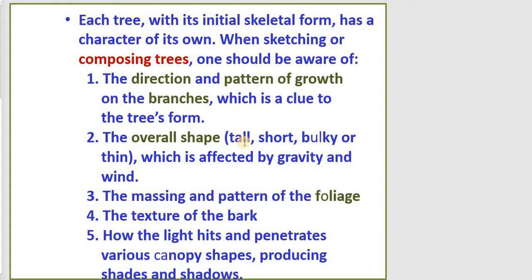The second one is overall shape. A lot of people like to do the short, the tall, the bulky, or the thin trees, with the effects of gravity and the wind. Number 3, the massing and the pattern of the foliage. Number 4, the texture of the bark. Number 5, how the light hits and penetrates various canopy shapes, producing shade and shadow.